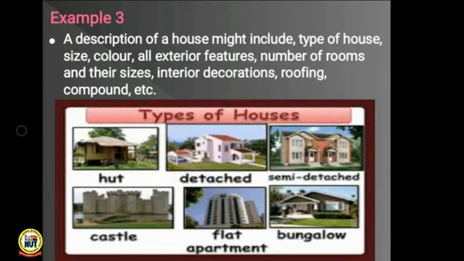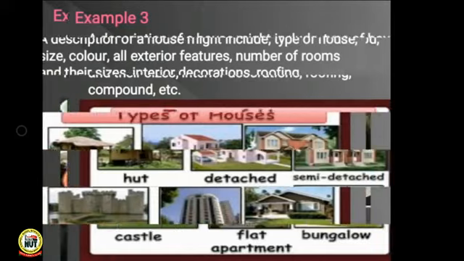In the interior, what kind of furniture is in the house? And all those things. What are the electrical fittings like? How is the kitchen like? All those things are very important.